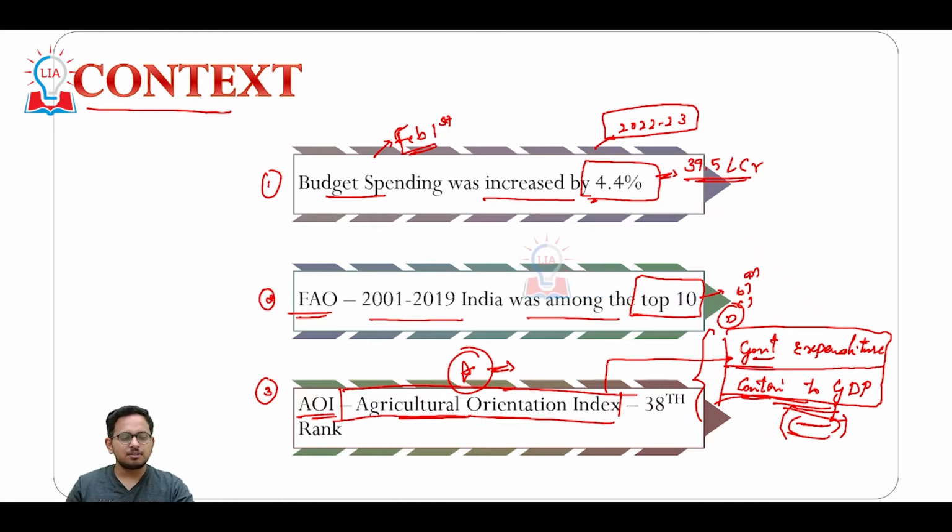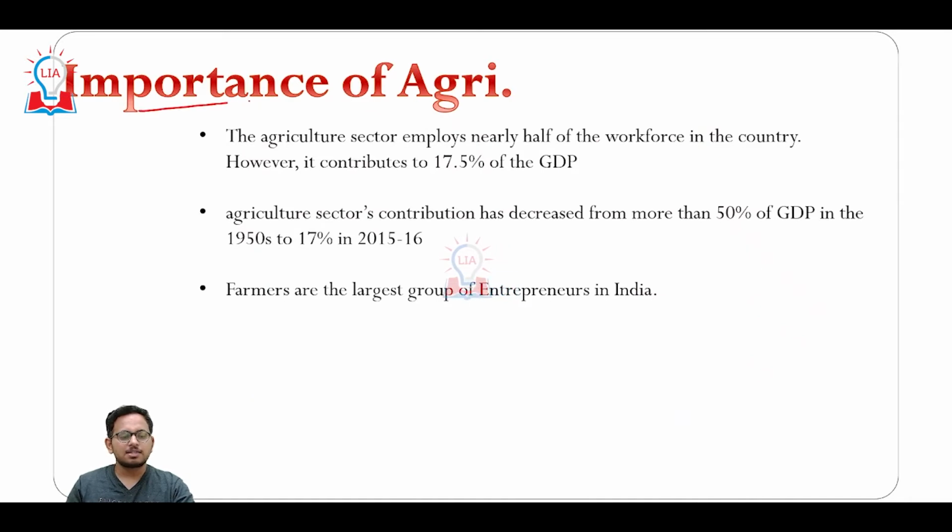These are the 3 different data points that we have in the newspaper, and in this context, let's see the importance of agriculture to India. Why do we speak about agriculture and why is it so vital for the Indian economy and society? You all know that around 50%, that is 48%, of India's population is dependent on agriculture and allied activities.